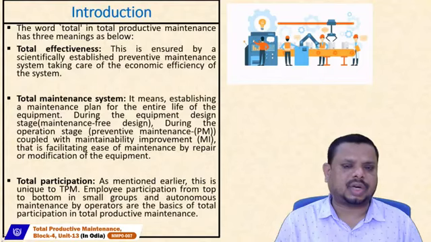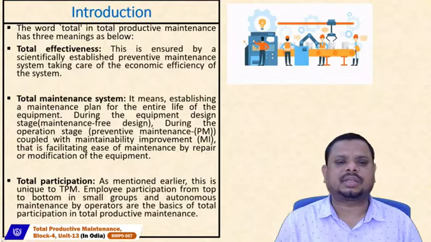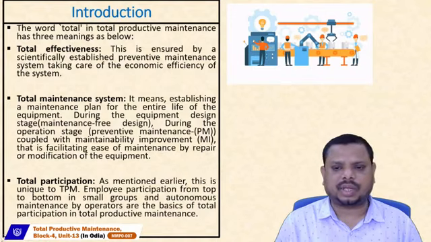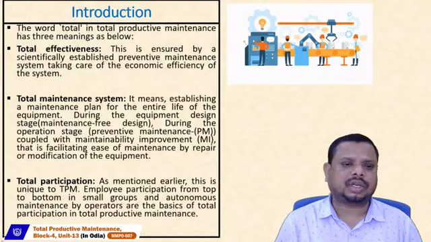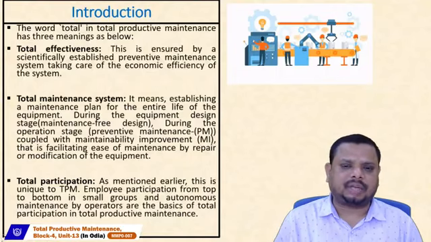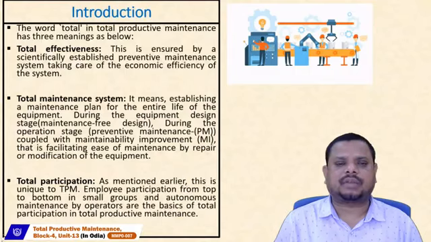The first one, total effectiveness, is ensured by a significantly established preventive maintenance system, taking care of the economic efficiency of the system. That means you have to reduce wastage and minimize cost in every aspect. That is why many companies effectively implement preventive maintenance in their systems, and this preventive maintenance takes care of the economic efficiency of the entire system whenever you provide any kind of maintenance.